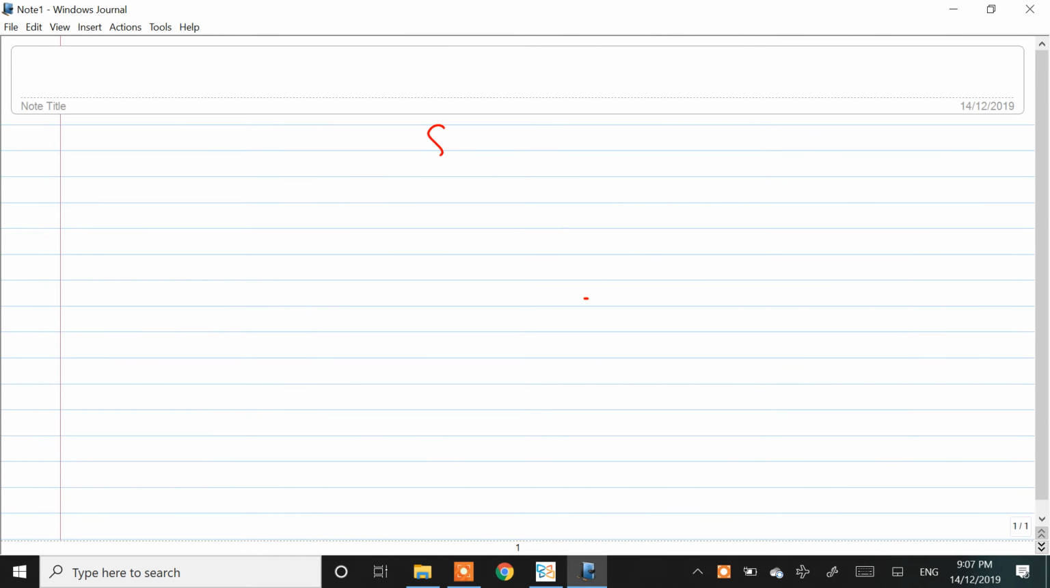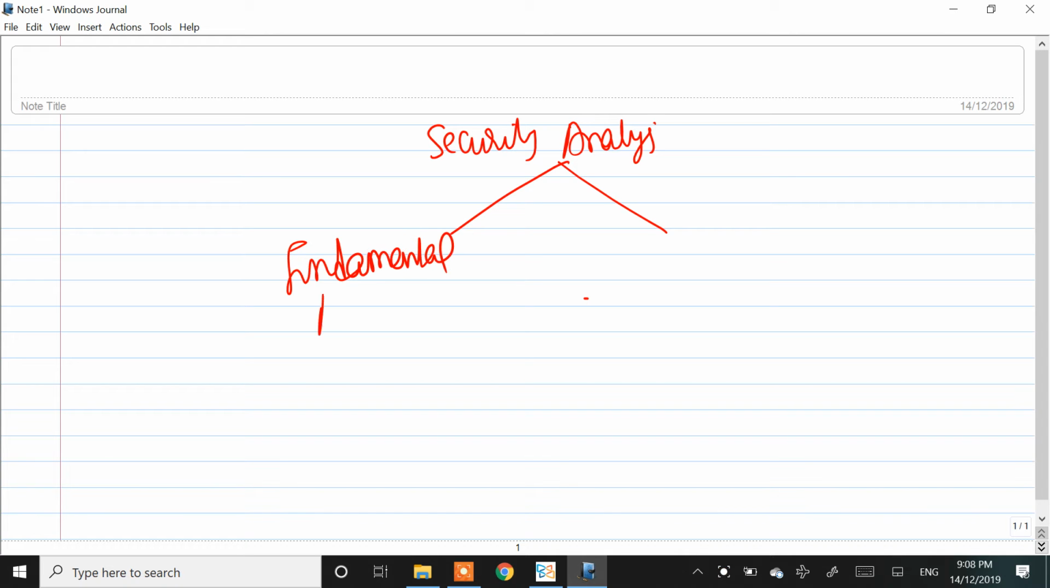So, security analysis. The two major components of security analysis are fundamental analysis and technical analysis. These are the two major components as far as security analysis is concerned. So what is security analysis? It is trying to analyze the risk and return profile of the various securities.